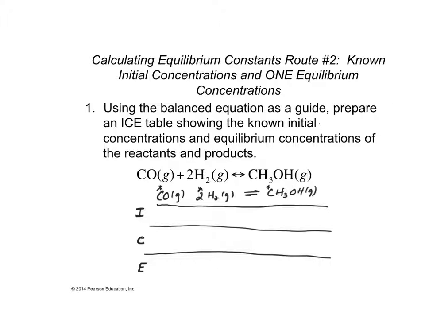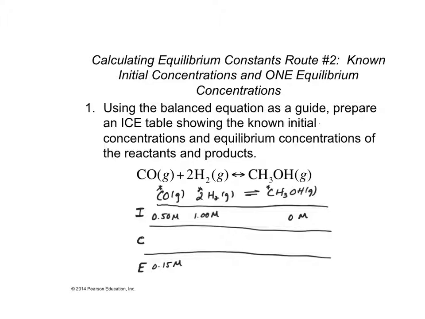Okay, so I know that I have initially 0.50 molar of CO, and I have 1.00 molar of H2, and also initially I have 0 molar of products. That's what we can assume. And then at equilibrium, we have 0.15 molar of CO, okay? So the first step in this is drawing your ICE table, and then listing the known initial concentrations as well as the one equilibrium concentration.